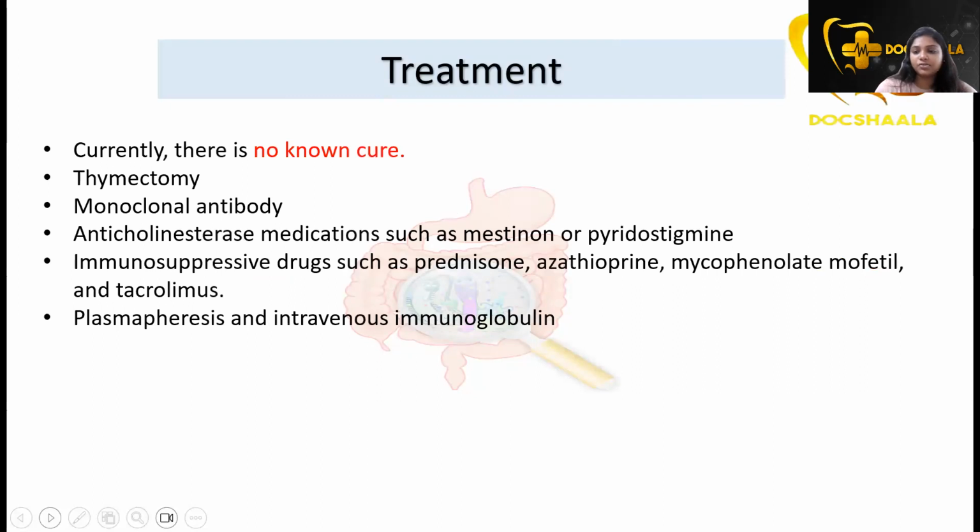Then the treatment is, there is no cure. We have to treat the symptoms accordingly. Thymectomy for thymoma, and monoclonal antibody can also help in reducing the antibodies against the acetylcholine receptor. Acetylcholinesterase inhibitors such as Mestinon and pyridostigmine may be used. Immunosuppressive drugs such as prednisone, azathioprine, mycophenolate mofetil, and tacrolimus can be used. Plasmapheresis and intravenous immunoglobulin can also be used in myasthenia gravis to subside the symptoms experienced by the individual.